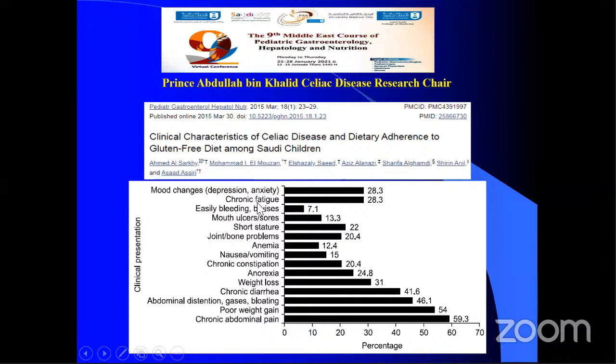reflected on the neuropsychiatric manifestations of celiac disease, clinical characteristics of celiac disease, and dietary adherence to a gluten-free diet among Saudi children. They had mood changes in the form of depression and anxiety in about a fourth of them, compared to the regular presentation like chronic abdominal pain in more than half of them.